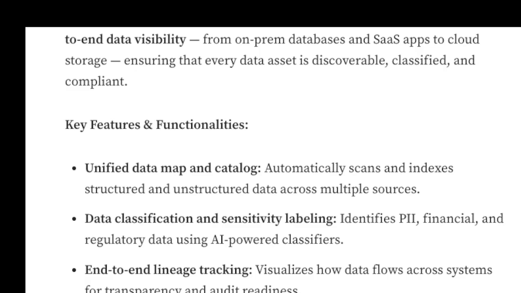Then we go for the policies that a person, or a company on the whole, needs to be compliant with with respect to data sharing.